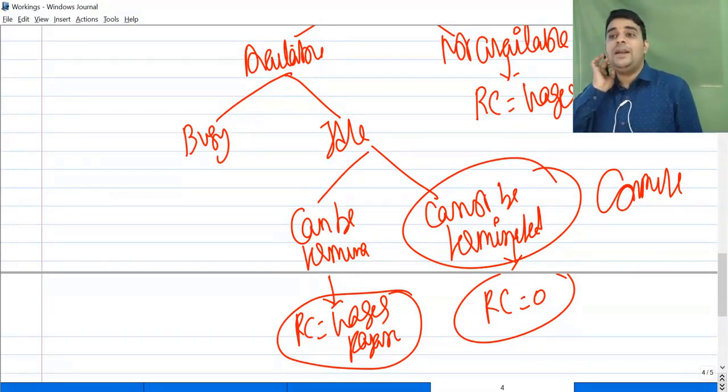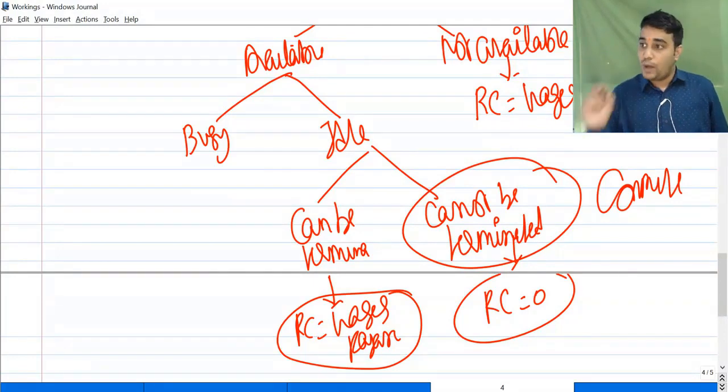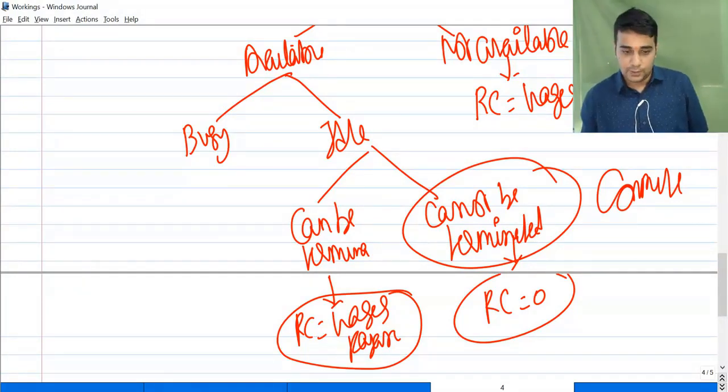So if you can terminate an employee, it is a discretionary cost. You have a choice in your hand. Clear? Any doubts on this?